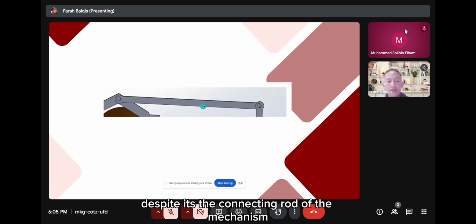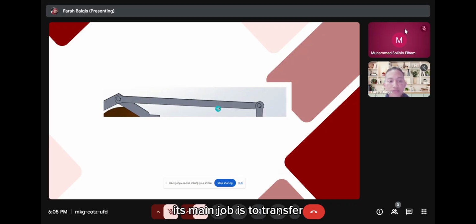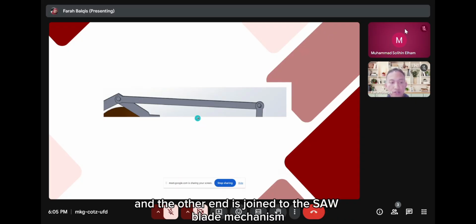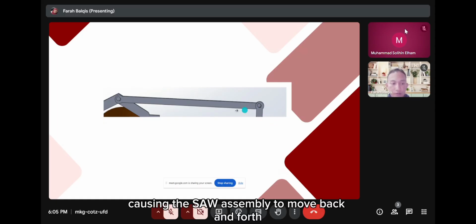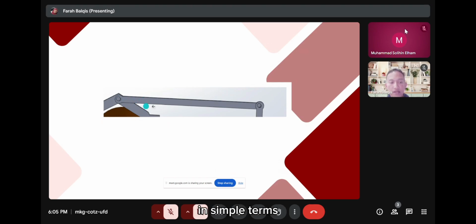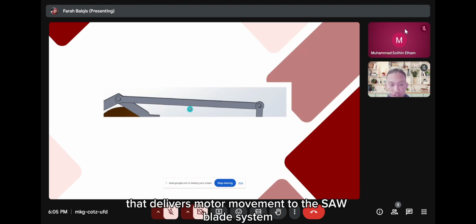Next, we have the connecting rod. Its main job is to transfer motion and force from the motor side to the saw side. One end of the rod is joined to the crank link near the motor, and the other end is joined to the saw blade mechanism by using pin joints. When the motor rotates, the crank makes one end of the rod move in a circular path, and the rod then converts and carries that motion forward, causing the saw assembly to move back and forth in a straight line. In simple terms, this rod works like a bridge that delivers motor movement to the saw blade system.